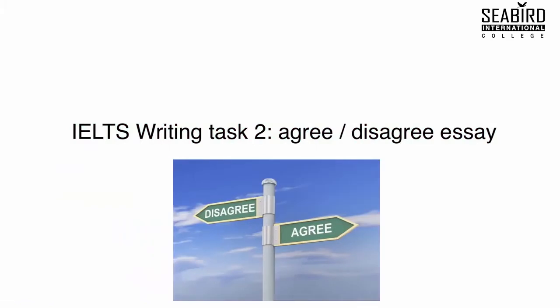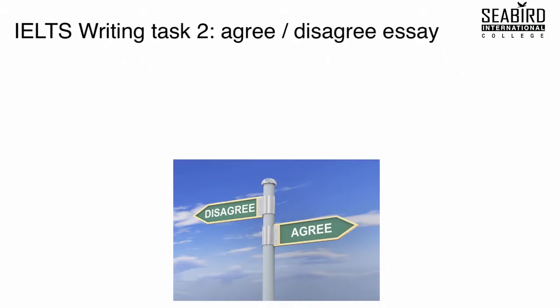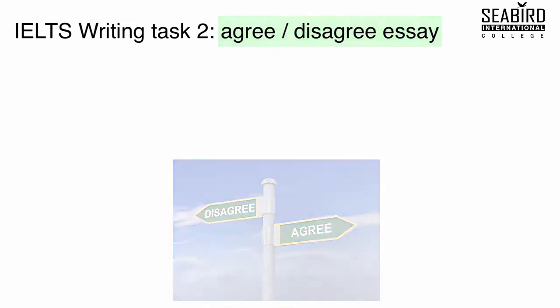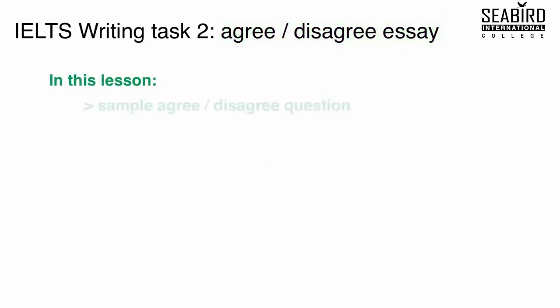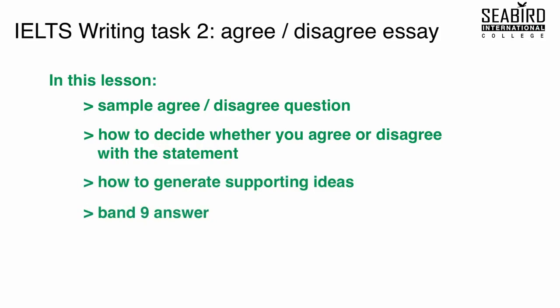And today I'm going to show you how to write a Band 9 essay for IELTS Writing Task 2. In this lesson, we'll focus on agree-disagree essay. So, in this lesson, I'll give you a sample agree-disagree question. Then I'll show you how to decide whether you agree or disagree with the statement and how to generate supporting ideas. And finally, we'll write a Band 9 answer together. Are you ready? Then let's go!